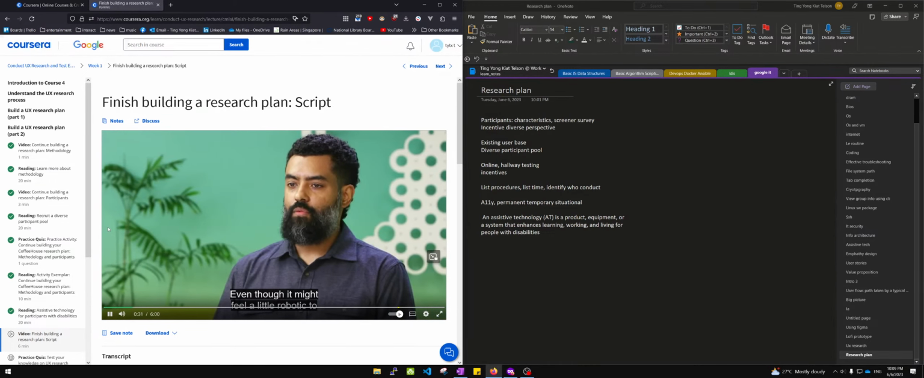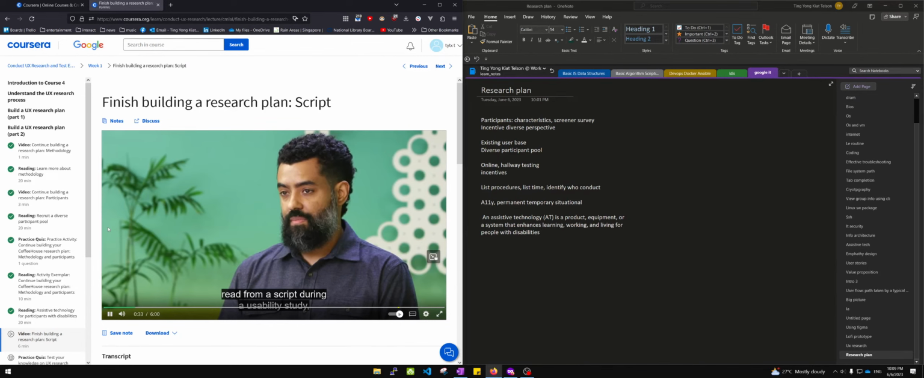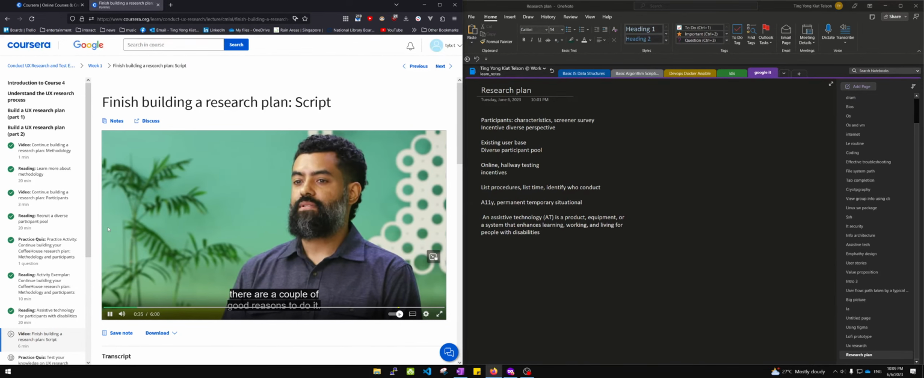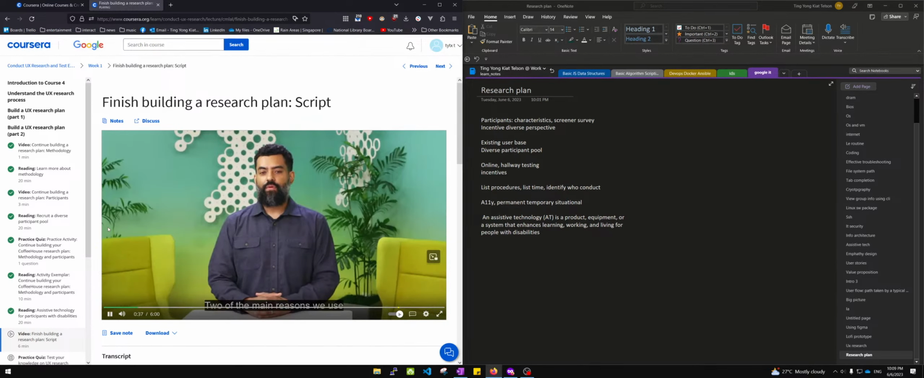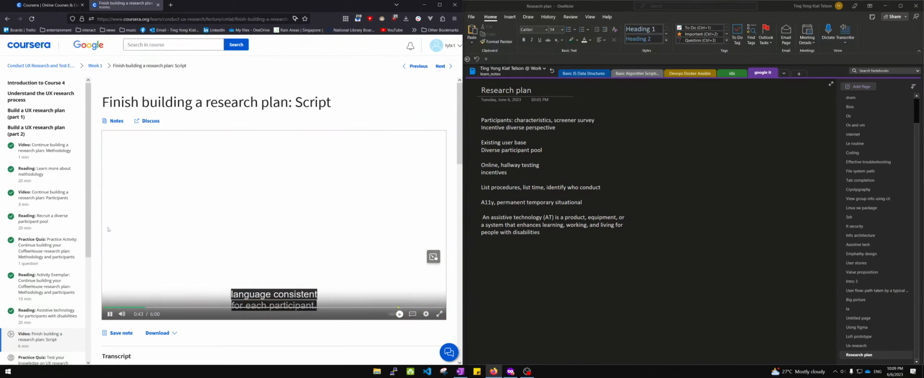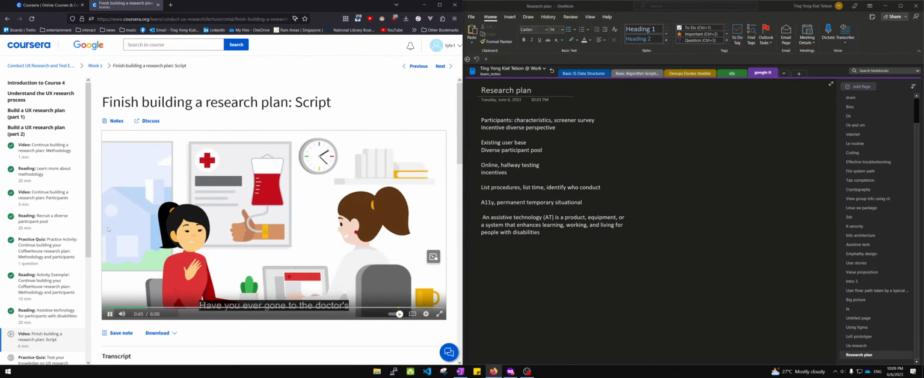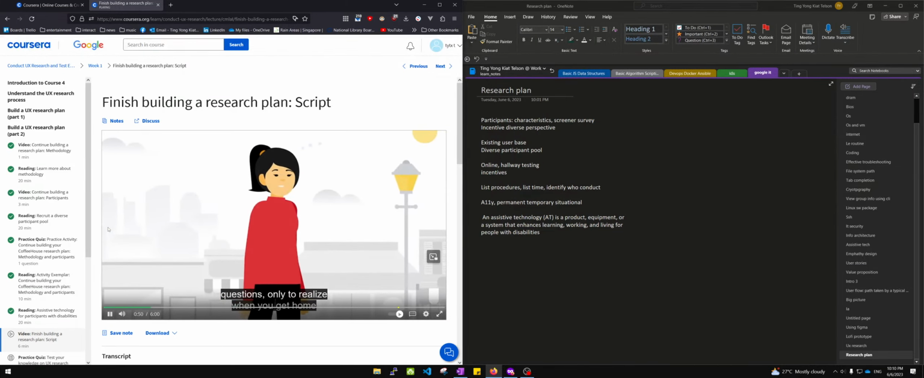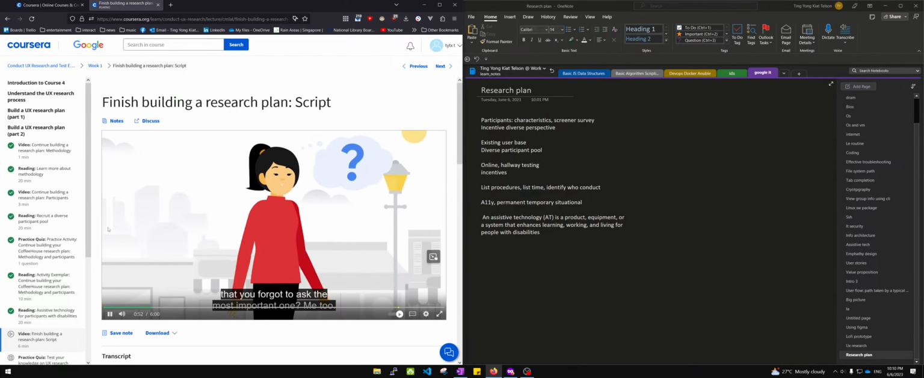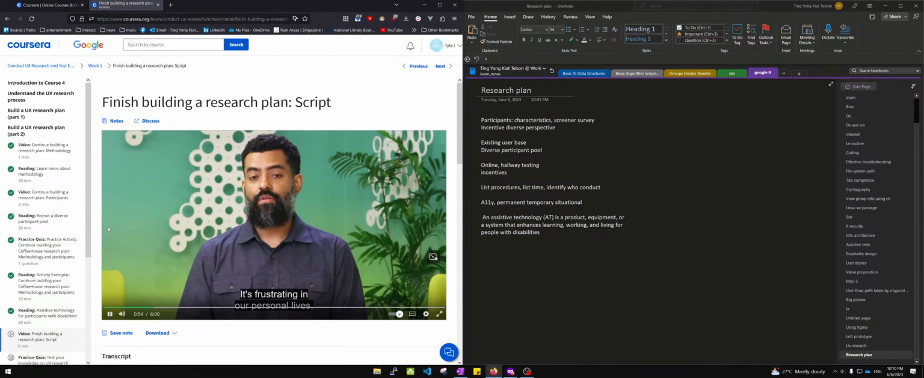Even though it might feel a little robotic to read from a script during a usability study, there are a couple good reasons to do it. Two of the main reasons we use scripts is that we don't forget any instructions, and so we keep language consistent for each participant. Have you ever gone to the doctor's, intending to ask a bunch of questions, only to realize when you get home that you forgot to ask the most important one? Me too. That's frustrating in our personal lives, but it can create errors in a usability study. Prepare ahead of time to avoid having to redo the study.